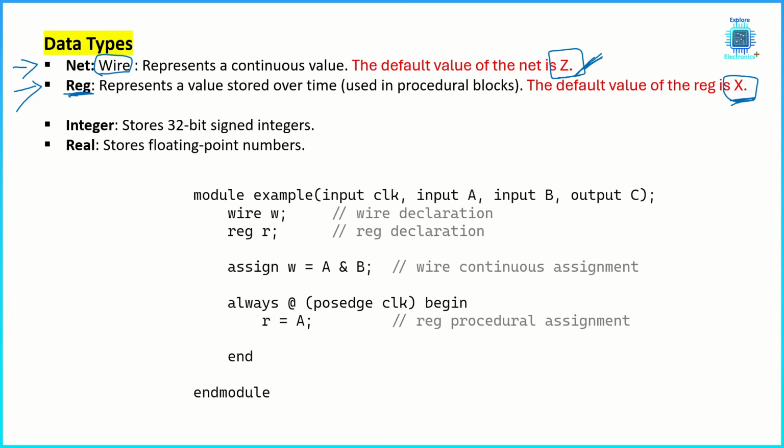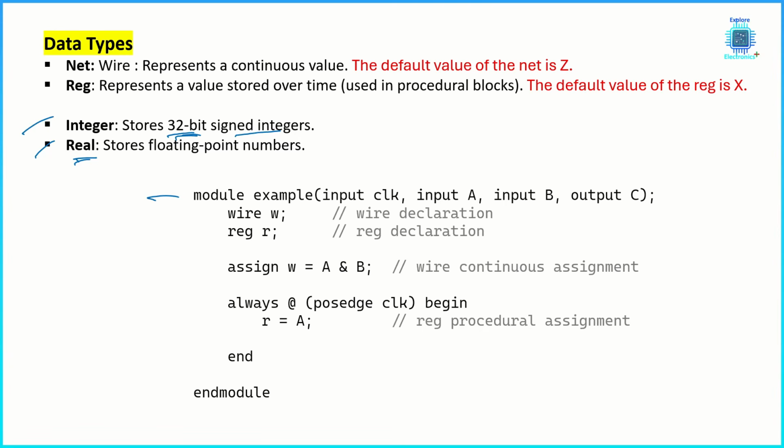Generally, all the input variables we have in our modules will be net type, and if we are going to use the outputs in any procedural blocks, then outputs need to be represented as registers. Also, we will have integer and real data types in Verilog. If you want an integer value, by default it will take a 32-bit signed number into that integer. Similarly, floating values can be given by assigning that variable as real type.